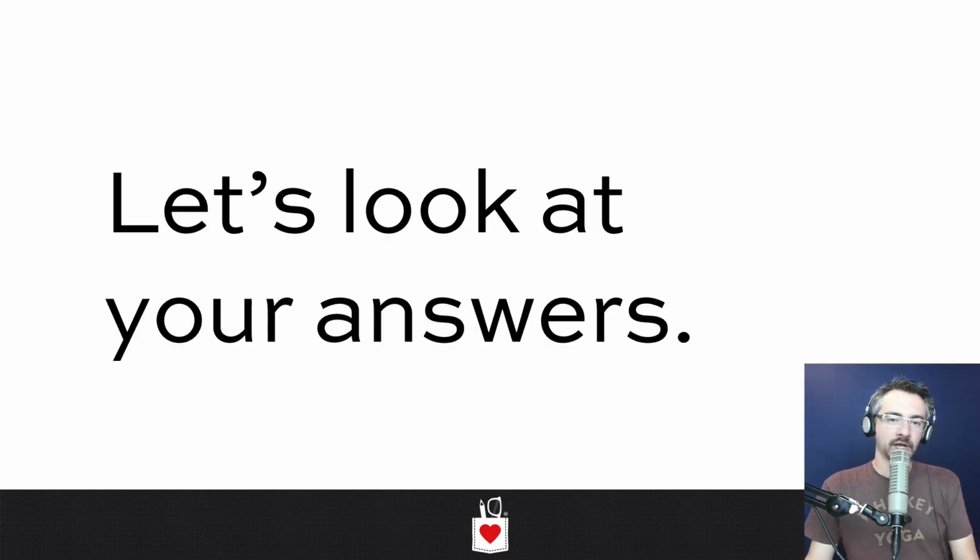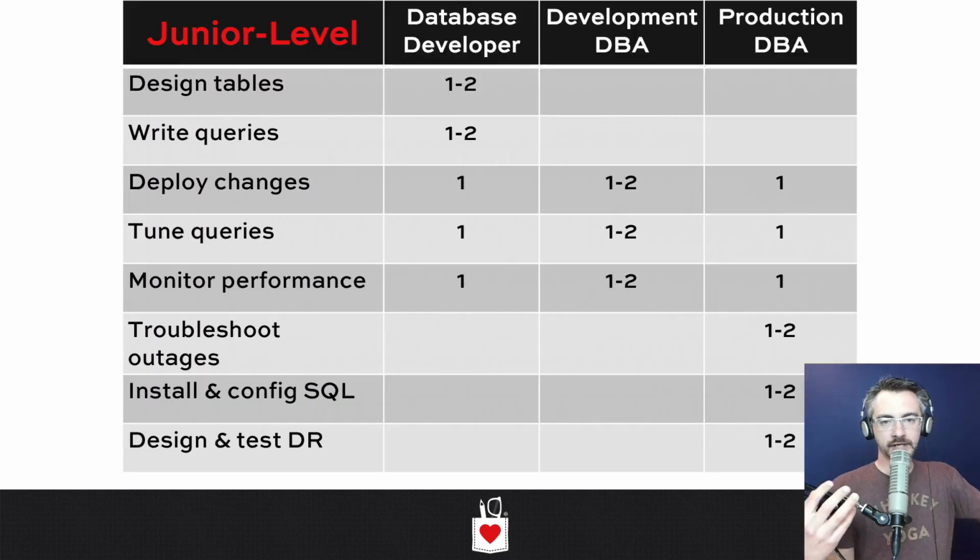So now that you've gone through and written things down, let's take a look at your answers. When someone tells me that they're a junior DBA or a junior database developer, these are the scores that I expect them to have in their area of specialty. If you're a database developer, I expect you to see a 1 to a 2 in designing tables and writing queries, pushing up to that 2 mark.